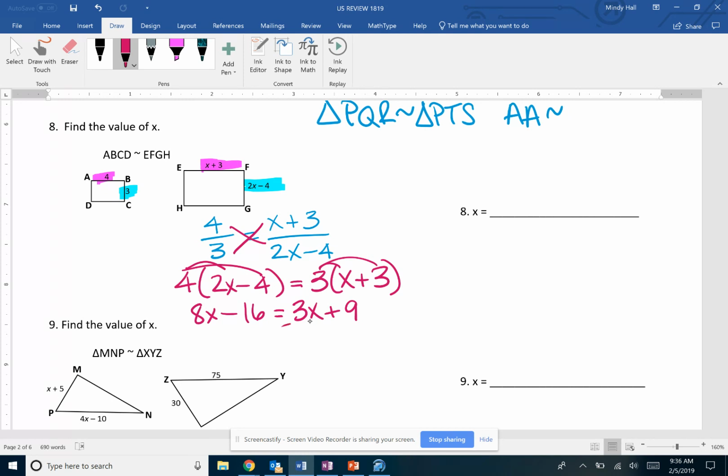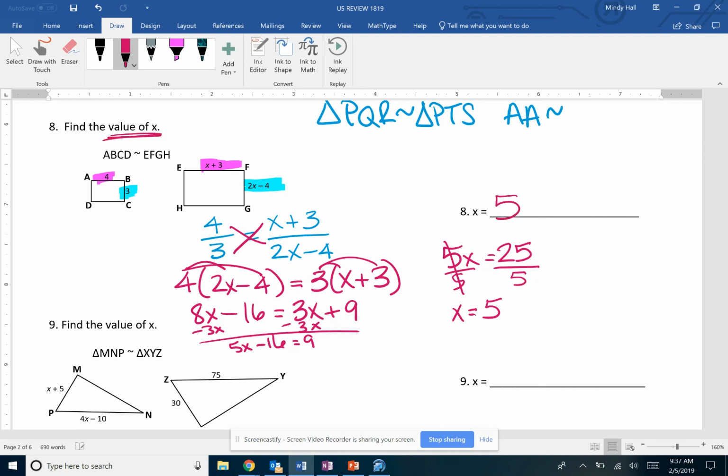So then to finish solving this, we'd subtract 3x. And we get 5x minus 16 equals 9. When we add 16, you would get 5x equals 25. And then you divide by 5 to get x equals 5. And you have to be careful with these sometimes because the question will tell you what they want. If they just want a value for x, you just have to say x equals 5.